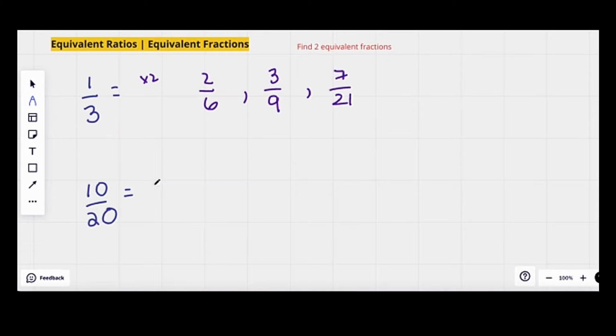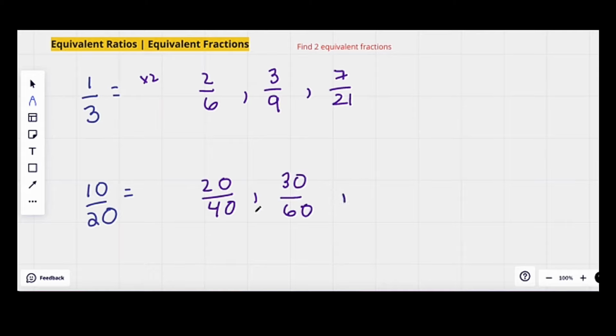What about this one, this 10 over 20? Well, we can do the same thing. We can pick a number and multiply. So let's start with 2. What's 10 times 2? 20. What's 20 times 2? 40. Okay. We can pick 3. Let's multiply the top by 3 and the bottom by 3. 10 times 3, 30. 20 times 3, 60.